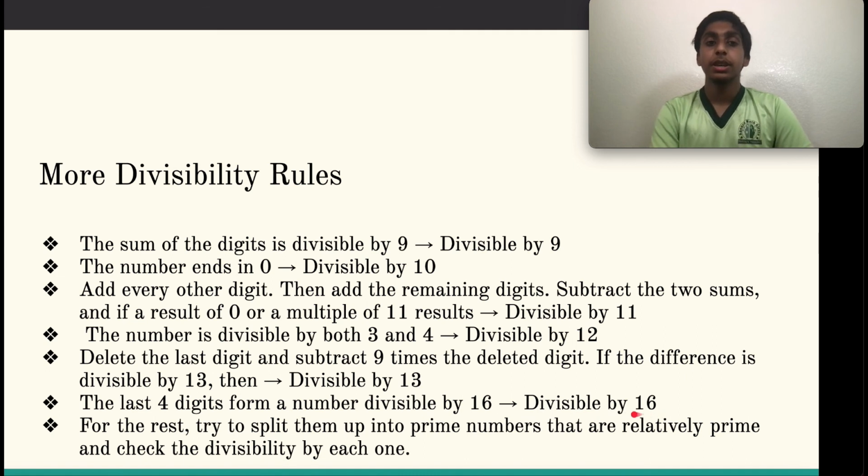And for the rest, obviously you don't want to remember each and every one of these divisibility rules. You want a shortcut for some of them, right? So for that, you want to split them up into prime numbers that are relatively prime to each other and check the divisibility by each one.